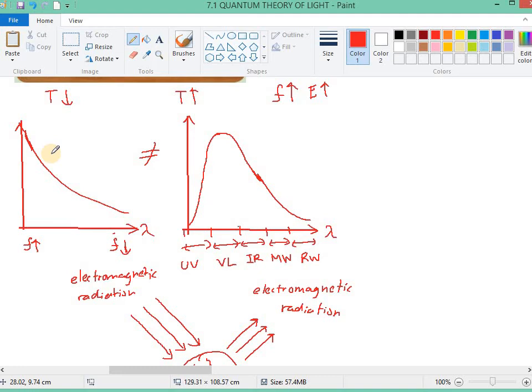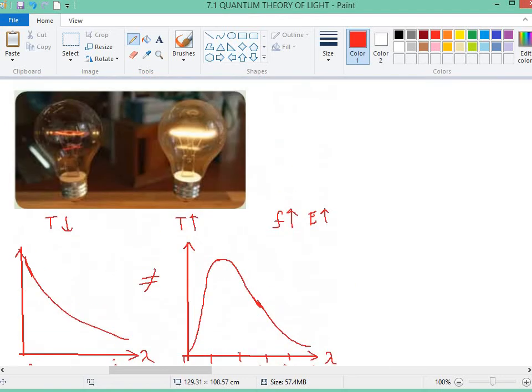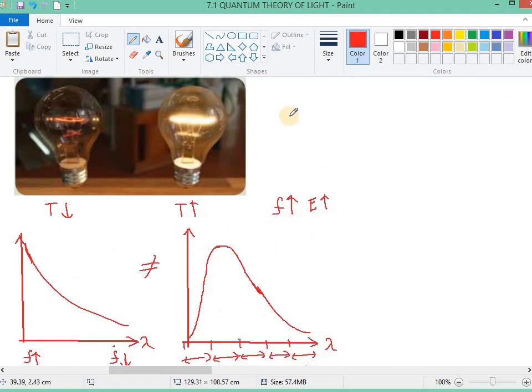How is it that if you give an object a certain amount of energy, the object can emit an infinite amount of energy? This is not logical, right? For example, let's say the heating element of the bulb. The electrical energy that you supply to the bulb is 100 joule, for example. So it is not logical for the bulb to be able to emit energy that is super high, infinitely high at the very high frequency.